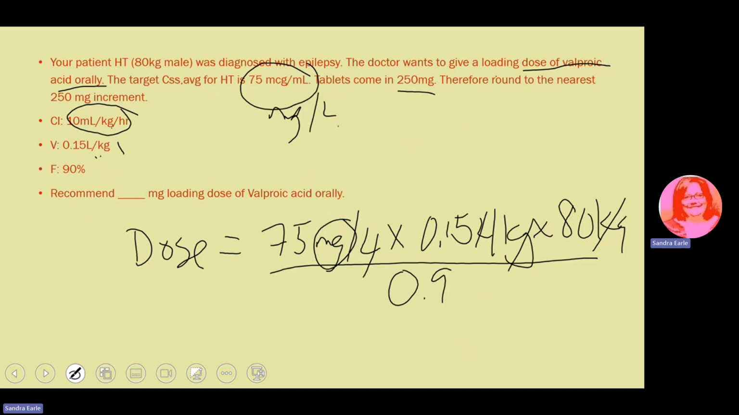So we just plug and chug. 75 times 0.15 times 80 divided by 0.9. And I got 1,000. It's in milligrams, so our loading dose is 1,000 milligrams. So we don't need to make any adjustment there.